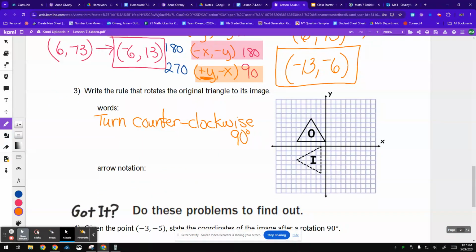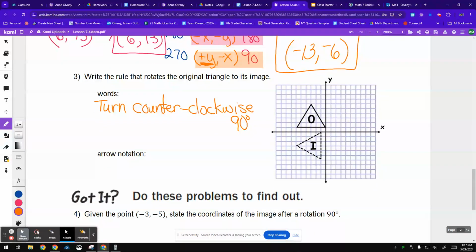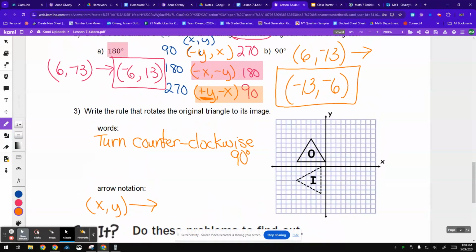I would write the one that's easier, and to me, 1 turn is easier than 3 turns. So write the lesser number. That's what I would do. Nick, which one's the pre-image, the dash line or the solid line? I believe the solid line is the pre-image. It should be more clear. I think O is original and I is image. Yeah, probably. Okay, now let's write the arrow notation. XY goes to, if you're going to turn counterclockwise 90, you flip and negate the first. So this is -y x.